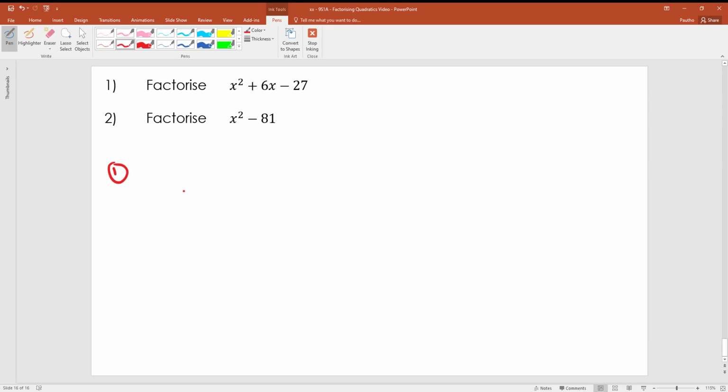So question 1, I got x squared plus 6x minus 27. Okay. And I know it must look like two brackets again, so I'll put it by here this time. A bit less space than before. So let's try it then.